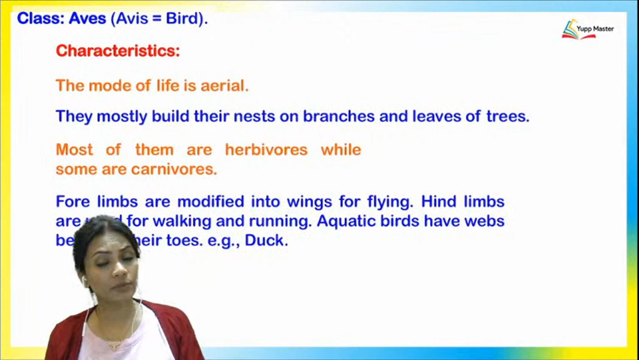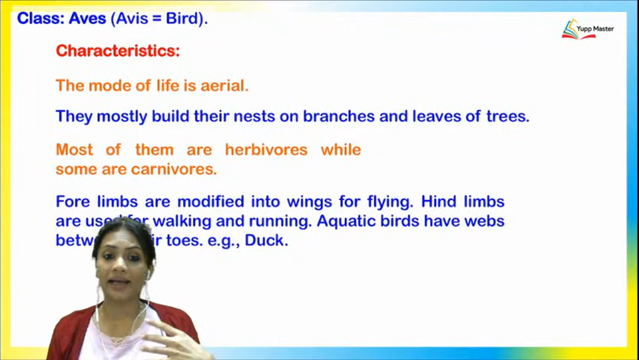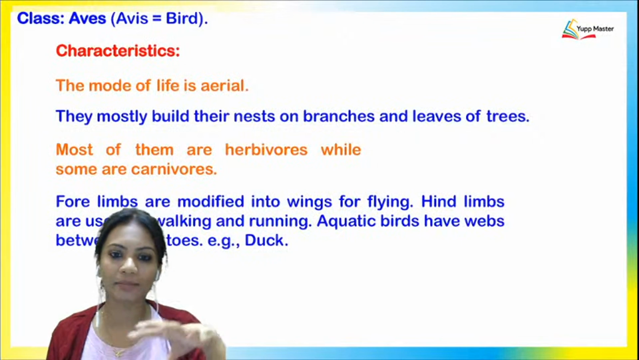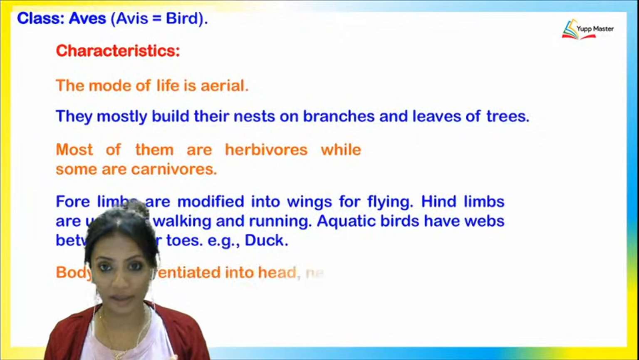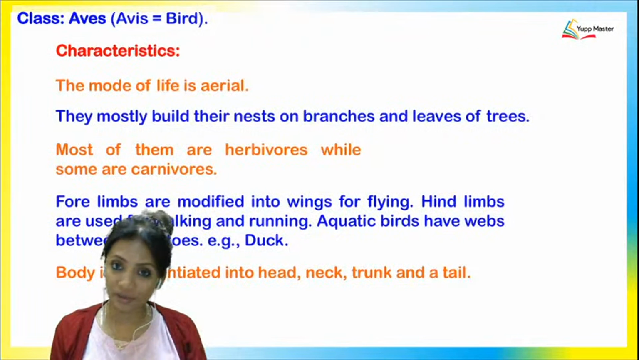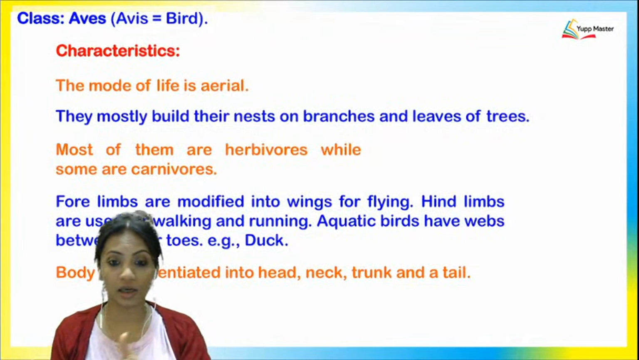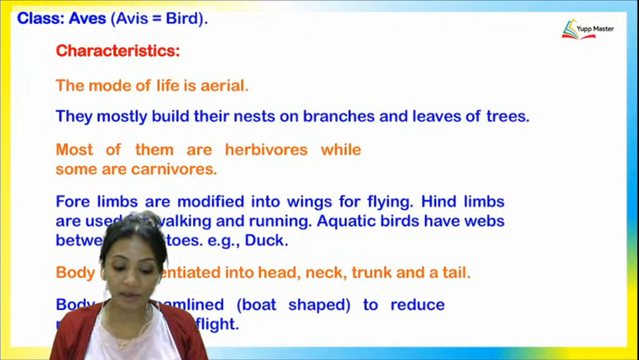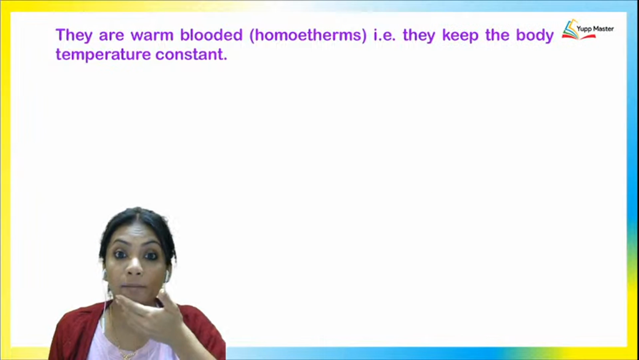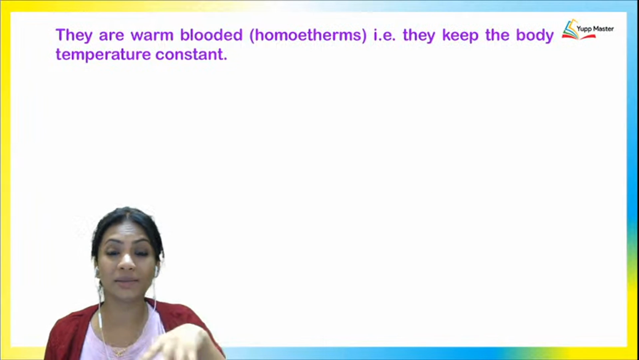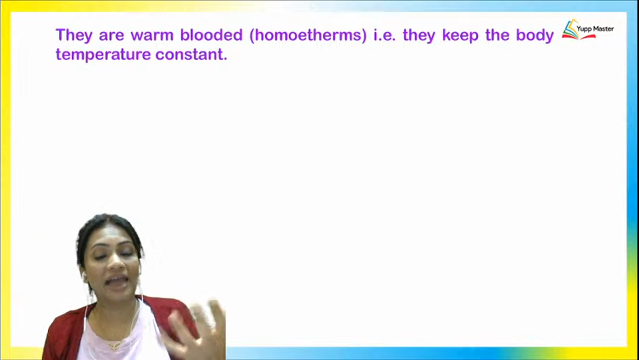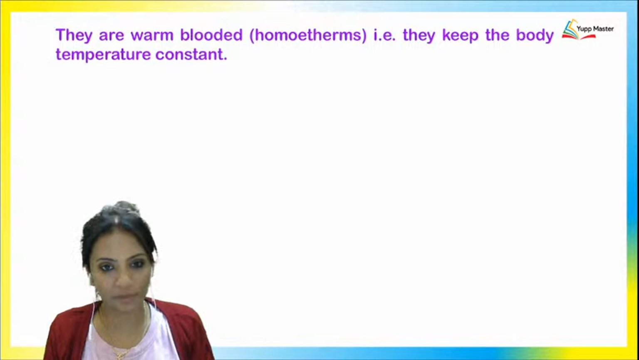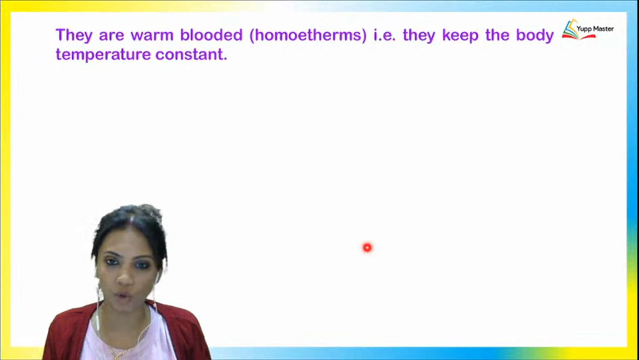Forelimbs we see are modified into wings, and hind limbs are also there, but the hind limbs are just like those of reptiles, modified for walking and running. We see that the body is streamlined, differentiated into head, neck, trunk and tail. We also see a streamlined boat-shaped body. They are warm-blooded, they are homeotherms. You can call them endotherms, because endotherm means they generate heat from within the body to keep the body temperature constant.